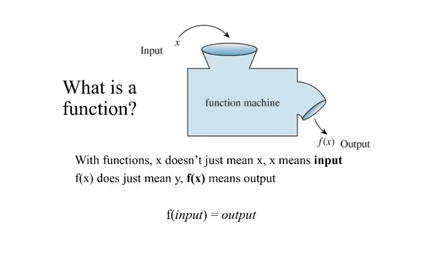Now, first off, let's review what a function is. We can think of a function as a machine that takes inputs and outputs. The x, in this case, doesn't just mean x, it means it's an input, and f of x does not mean y, it means an output. And remember, f of x does not mean that we're multiplying a variable f times the variable x. It's actually function notation that means the input equals the output. Just kind of review.